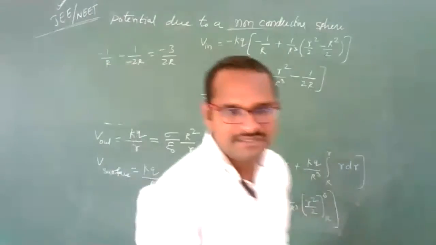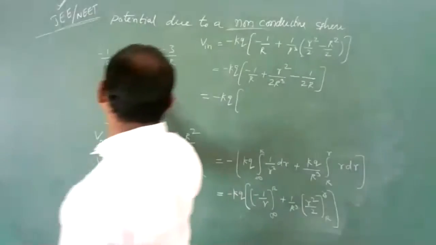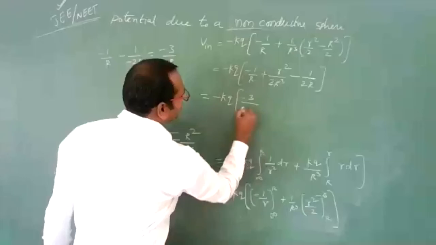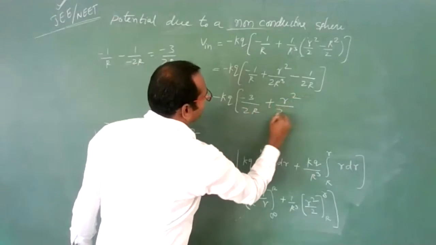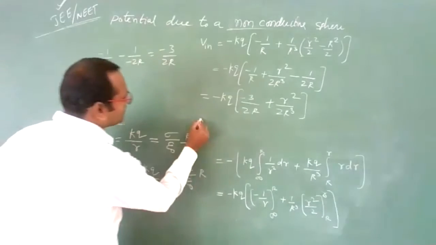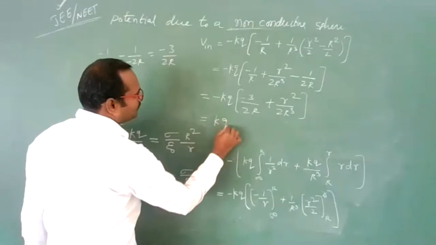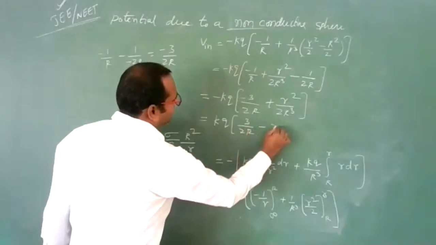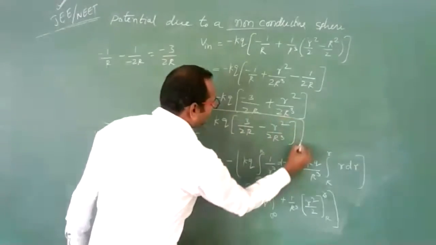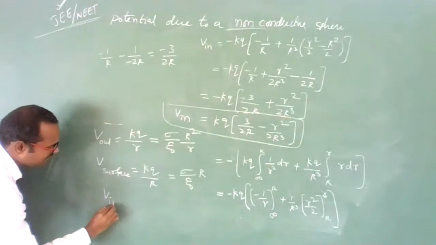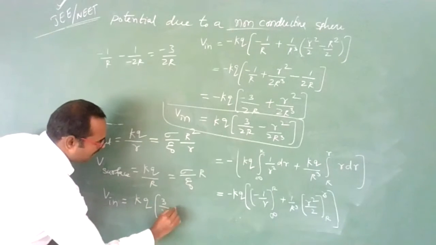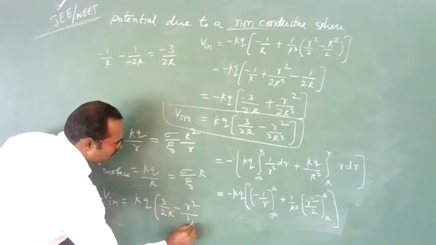Is it correct, what I am writing? Yes. LCM is 2. 2 minus 1, minus 2 minus 1 is minus 3. Minus 3 by 2r. Yes, we can write minus 3 by 2r plus small r square by 2r cube. Okay? Minus KQ, or minus, and inside you will get KQ into 3 by 2r minus small r square by 2r cube. This is the potential at an inside point. A very important value we need to remember. The potential at an inside point is KQ into 3 by 2r minus small r square by 2r cube.